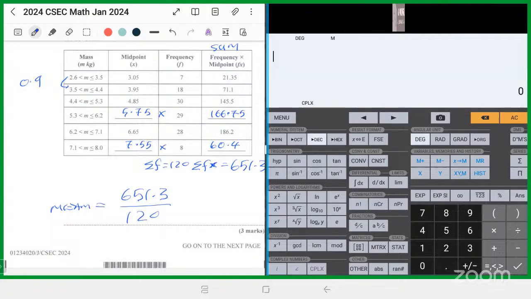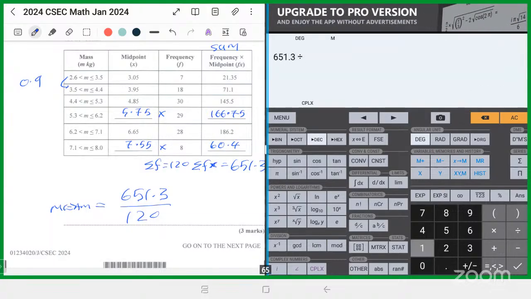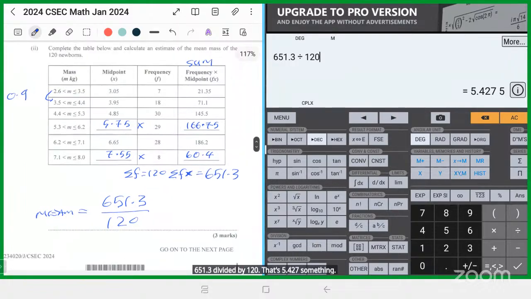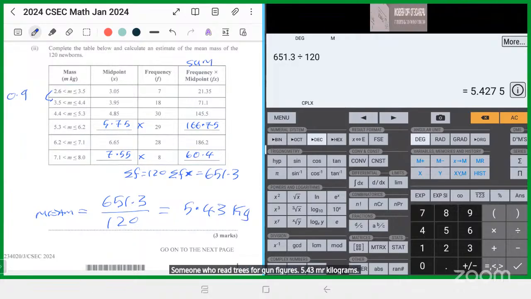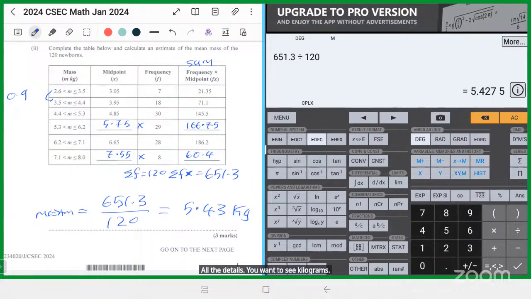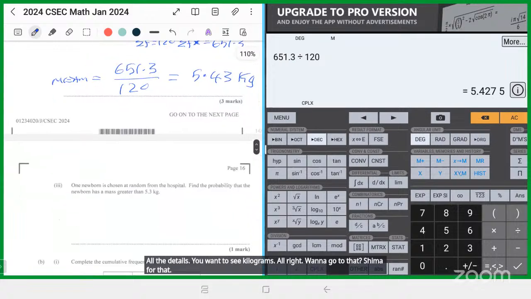It's 651.3 divided by 120. That's 5.427 something. So I'm going to write three significant figures: 5.43, and you must say kilograms. All the data is in kilograms. You must say kilograms. All right? 3 marks for that. All right. Next question.